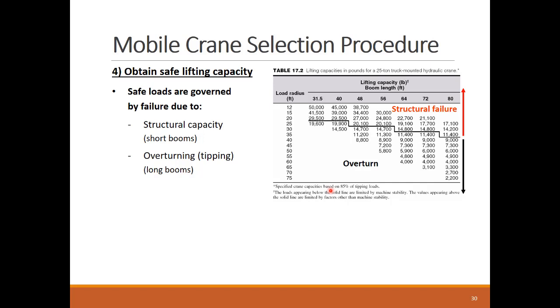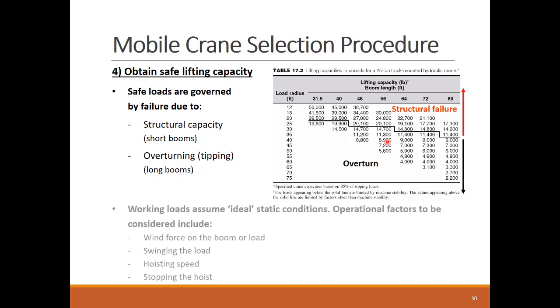These load capacities are governed by 2 failure types. The first failure is a structural failure in the boom that happens for a short lift radius. The other failure type occurs due to the loss of stability and tipping of the crane. This shown table differentiates the 2 failure types using a bold line, so the crane operator can understand the potential failure type limiting the lifting capacity.